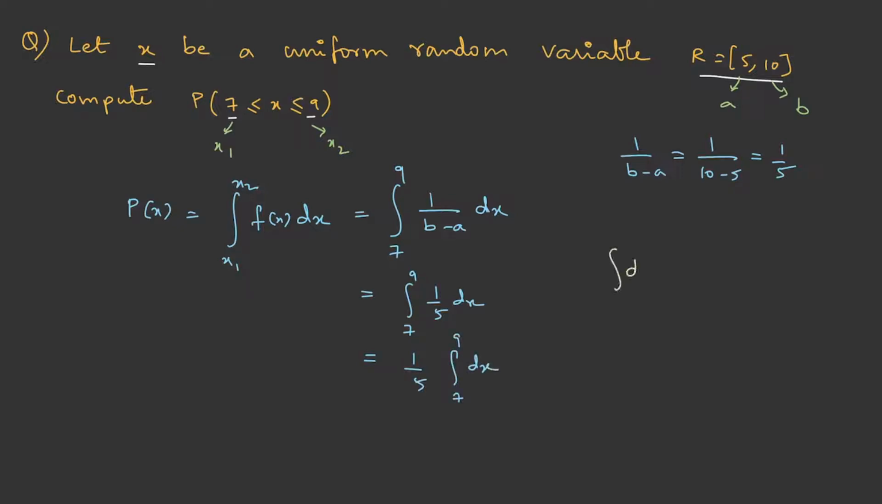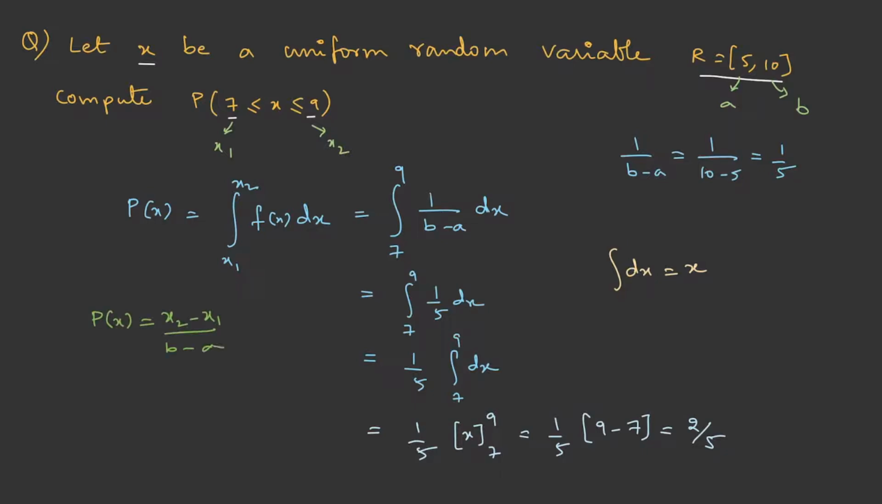Now we already know the integral of dx is x, therefore if I substitute this, this will be 1 by 5 of x, where x extends from 7 to 9. This is 1 by 5 times upper limit minus lower limit, that is 2 by 5. That's the answer. Now we could have done this with the direct formula. We have learned that the direct method is probability of x is x2 minus x1 by b minus a. So if I substitute the values, this is 9 minus 7 by 10 minus 5, that is 2 by 5. Now whichever method is convenient for you, you can pick that.